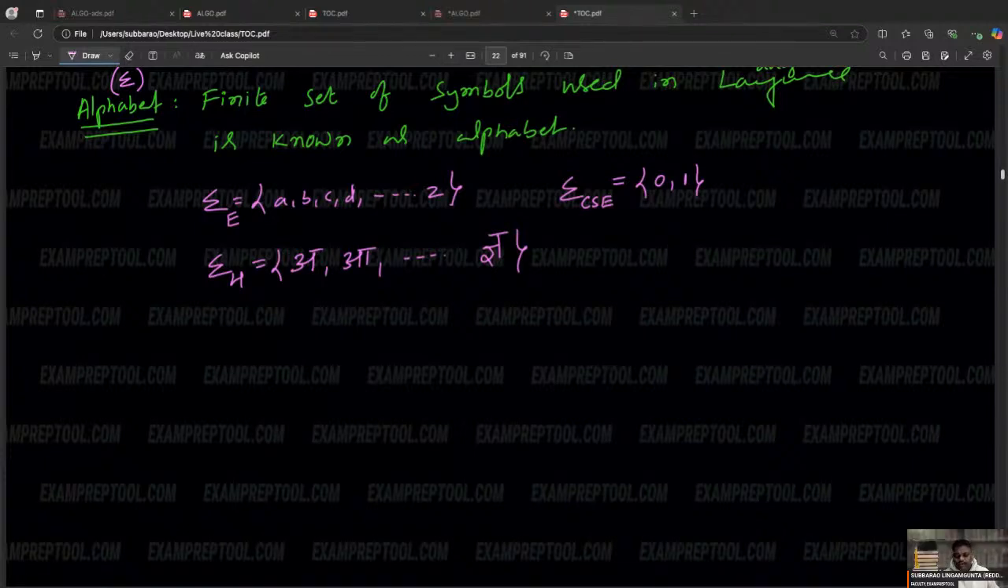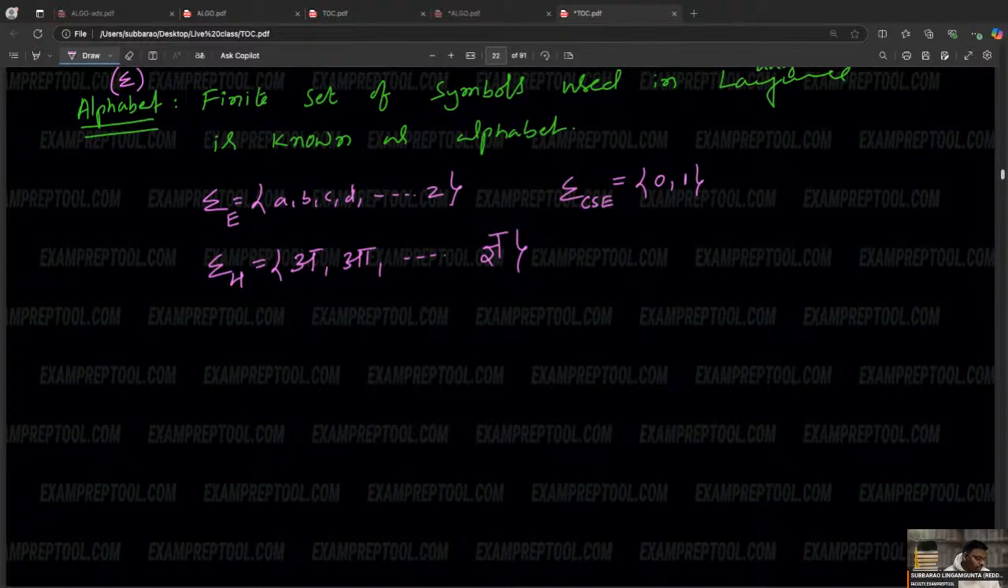Every automata has its own alphabet. A finite set of symbols used in any language is known as an alphabet. Sigma E, the English language alphabet, is A, B, C, D, up to Z. Sigma for the C language alphabet is 0, 1. So every language has an alphabet. If you are okay with this, can we see the next topic?